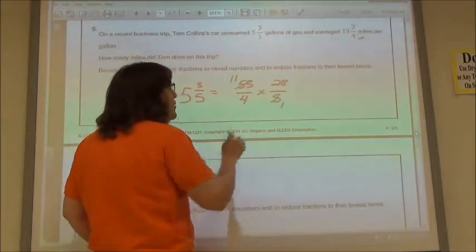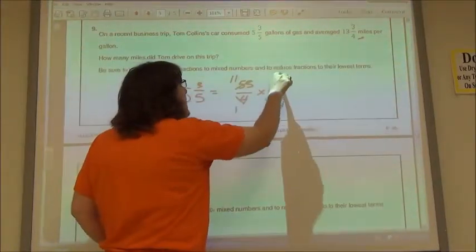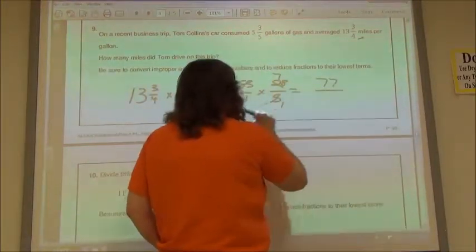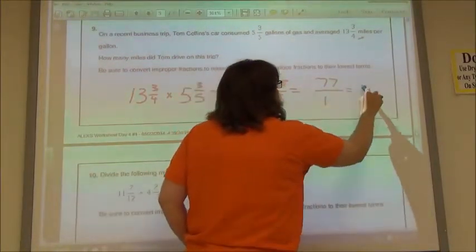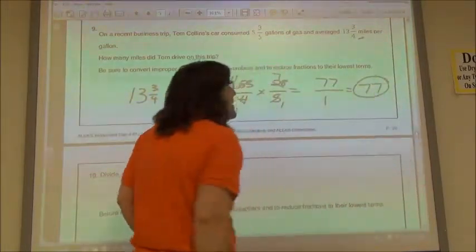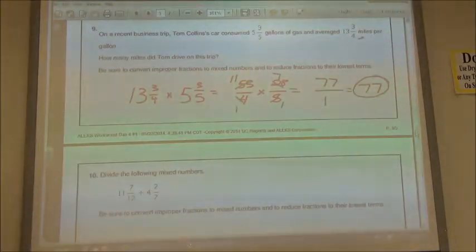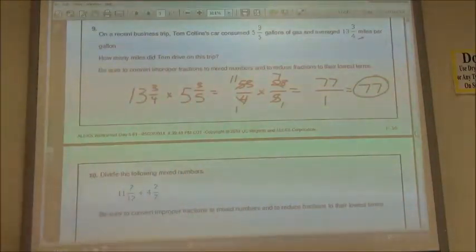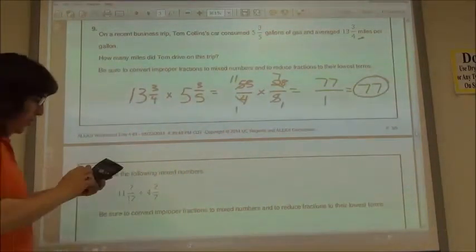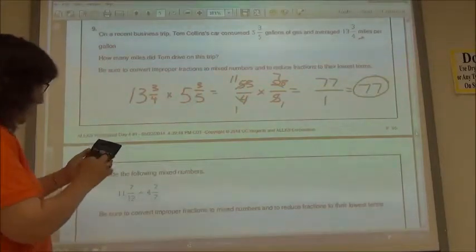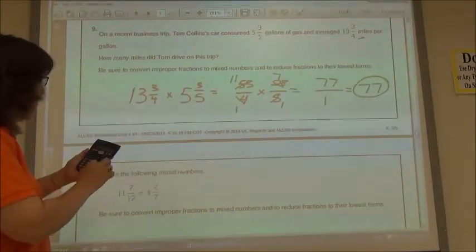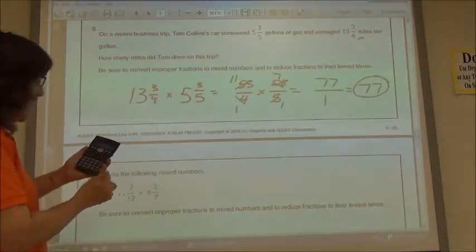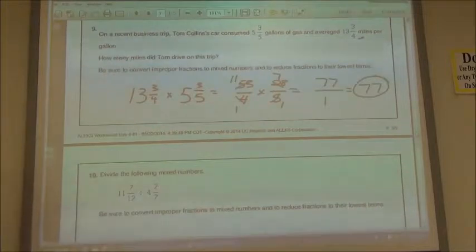4 and 28 I can reduce. 4 goes into 4 once and 28 7 times. So 11 times 7 is 77. 1 times 1 is 1. 77 over 1 means I went 77 miles. And again, if I just want to double check with my calculator, I'm going to do 13 and 3/4 times 5 and 3/5. And sure enough, I get 77.